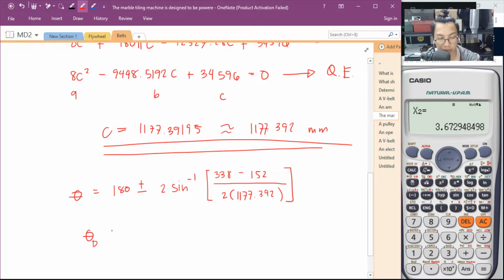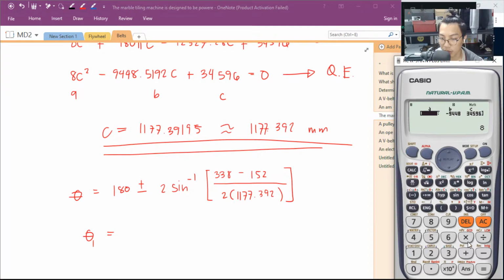ayan, driven. Lagay na lang natin dito 1. Shift, clear. 3. Okay. 180. Plus muna natin. Kahit hindi ka na naka-radian dito, sir, ha? Huwag mo na i-radian. 2 arc sine 338 minus 152 divide by 2 times 117.392, tapos dulo. Ayan. So, that is 189.05.